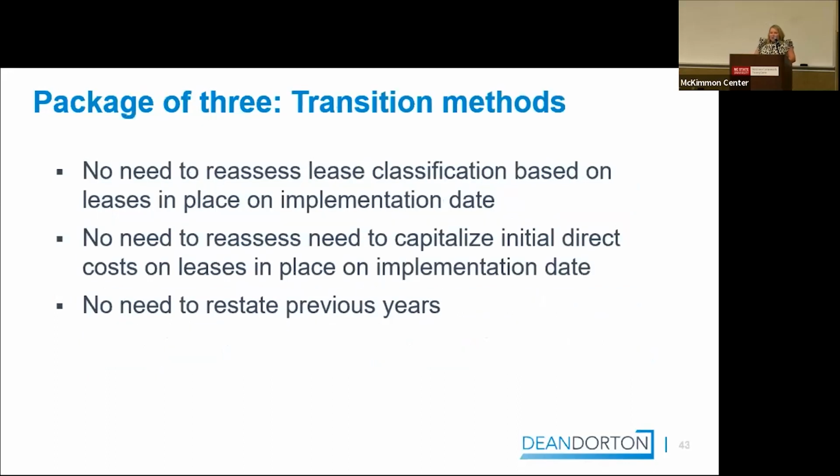The package of 3 transition methods says that you don't have to reassess lease classification based upon implementation date. So if it was a capital lease before, it's a finance lease now. You don't have to go back and redo the analysis. You can just keep them where they are. And then no need to go back and look at initial direct cost based upon the implementation date, and no need to restate prior years.